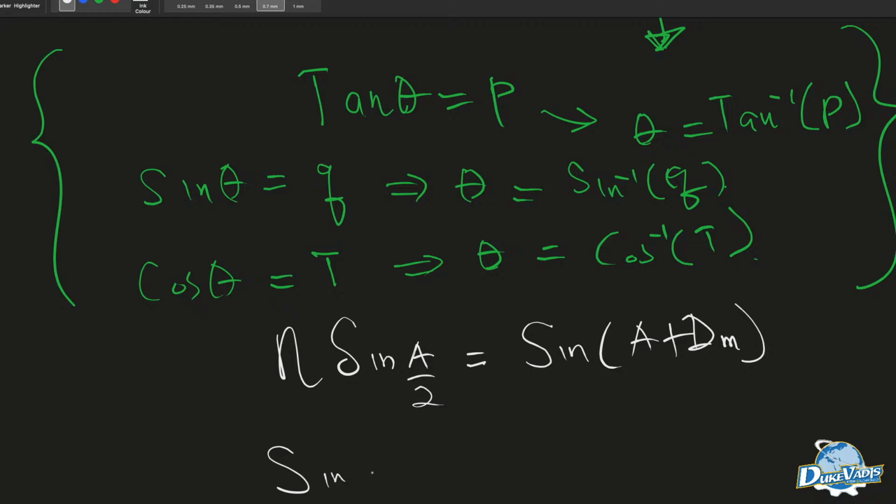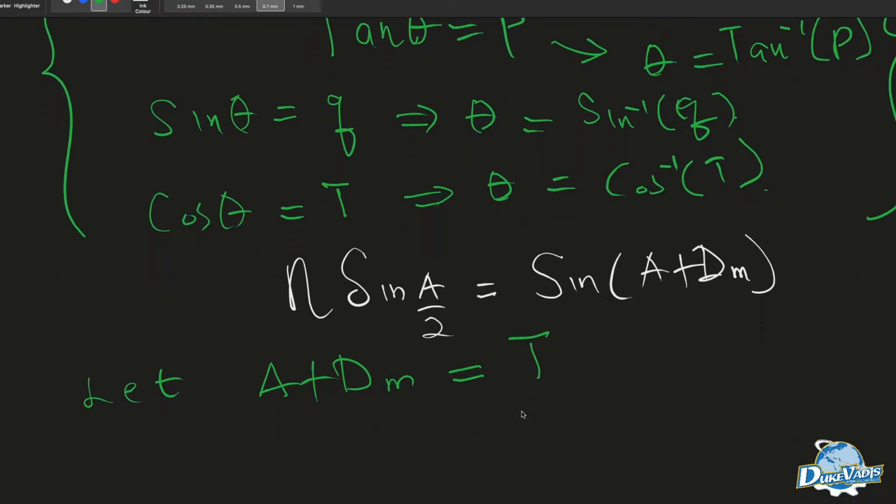Okay, for you to be able to understand it properly, let me illustrate it with something that will make it easier for us. Let A plus D subscript M be equal to, maybe, capital T, so that we rewrite our equation as n sine A over 2 is equal to sine T.